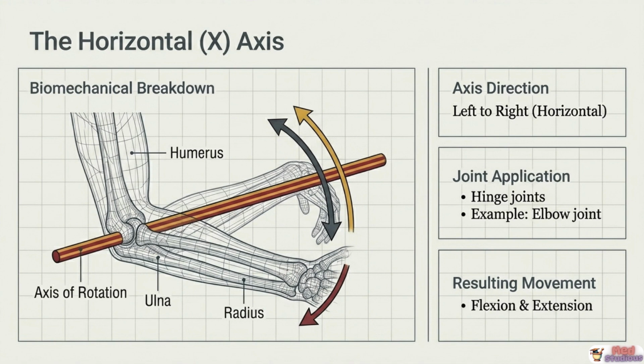This axis-plane pairing is the fundamental rule of biomechanics. Every movement occurs in a plane and around a perpendicular axis. The horizontal axis governs all hinge-type flexion and extension movements throughout the body, including the knee, the ankle, and the interphalangeal joints of the fingers.